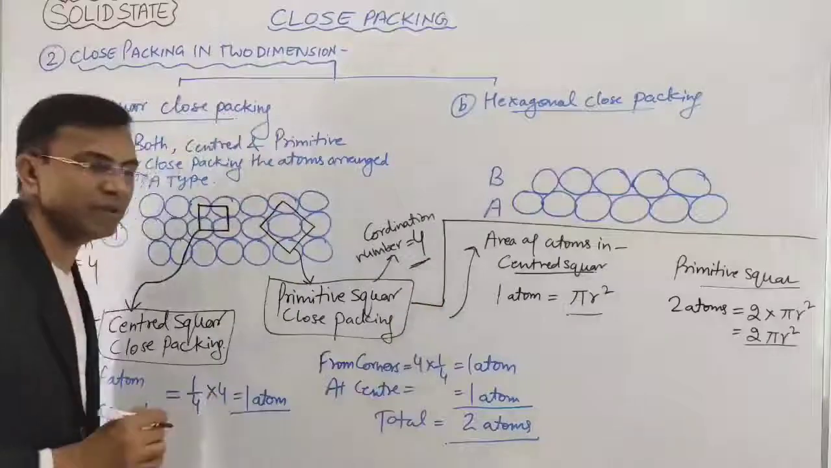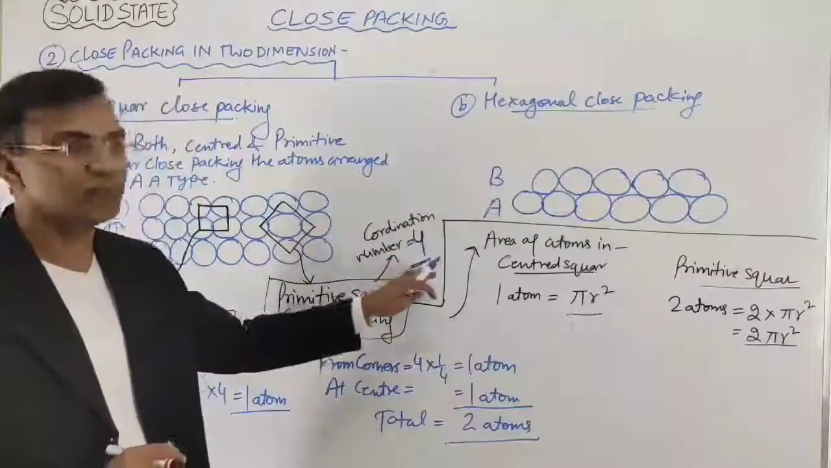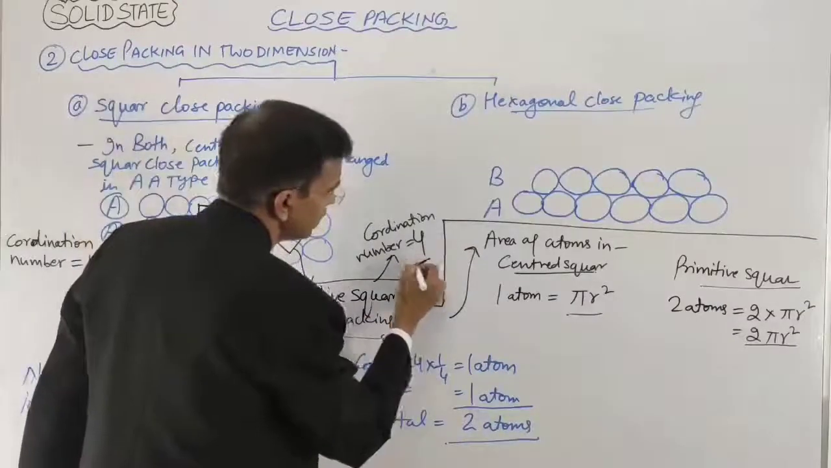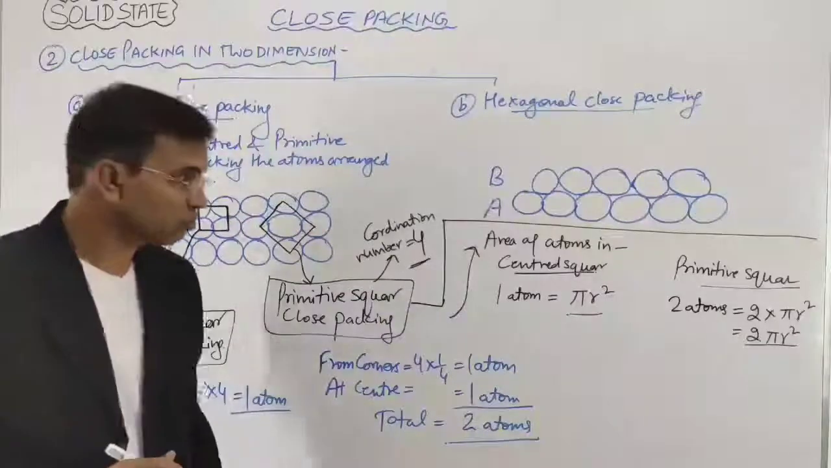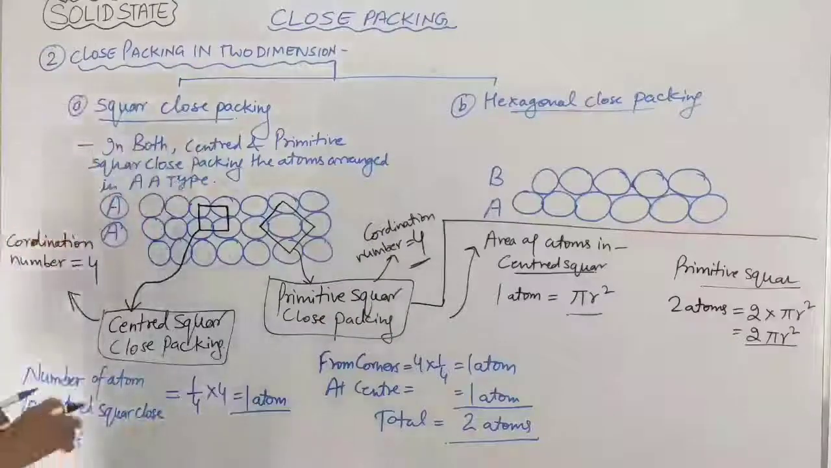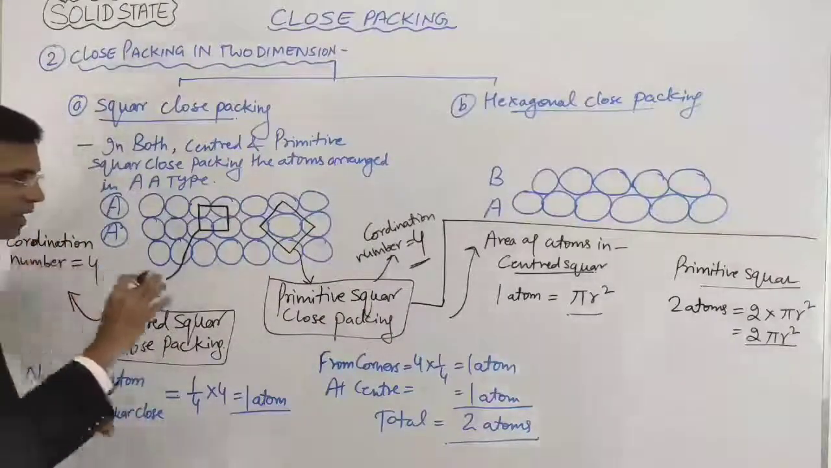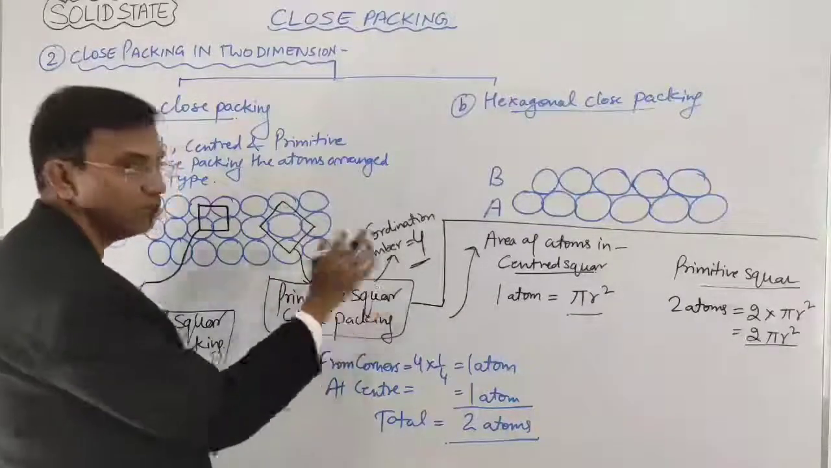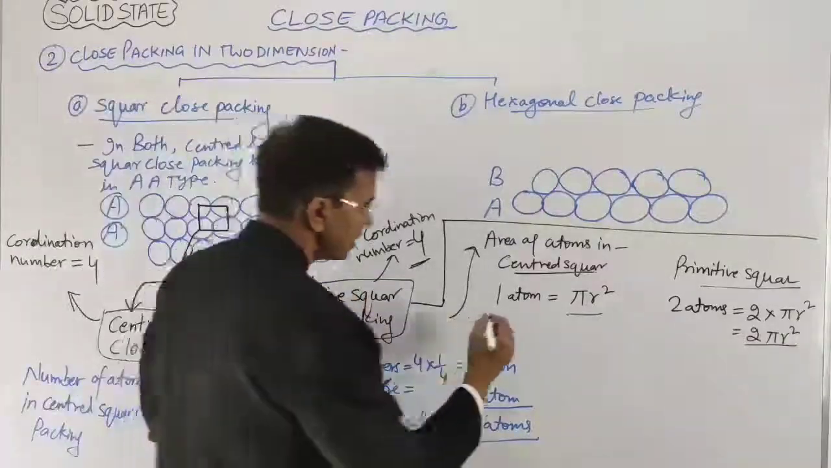The coordination number plays a major role in the questions because questions generally come about the coordination number, right? So here the coordination number in centered square close packing is 4 and the coordination number in primitive square close packing is also 4. Now area of unit cell.